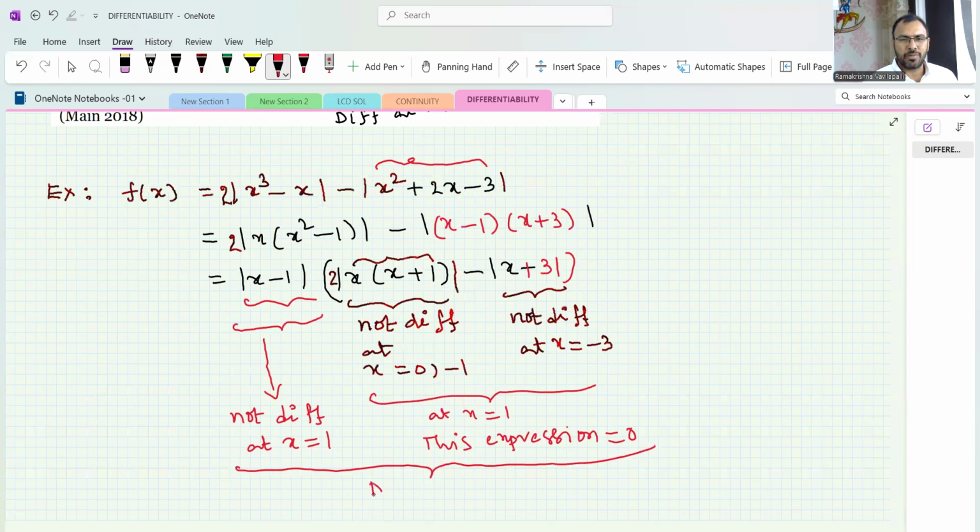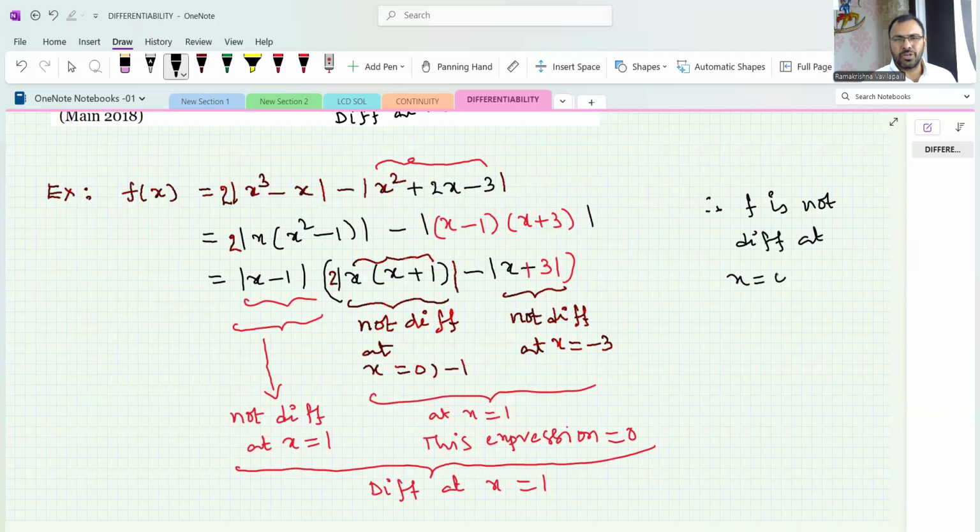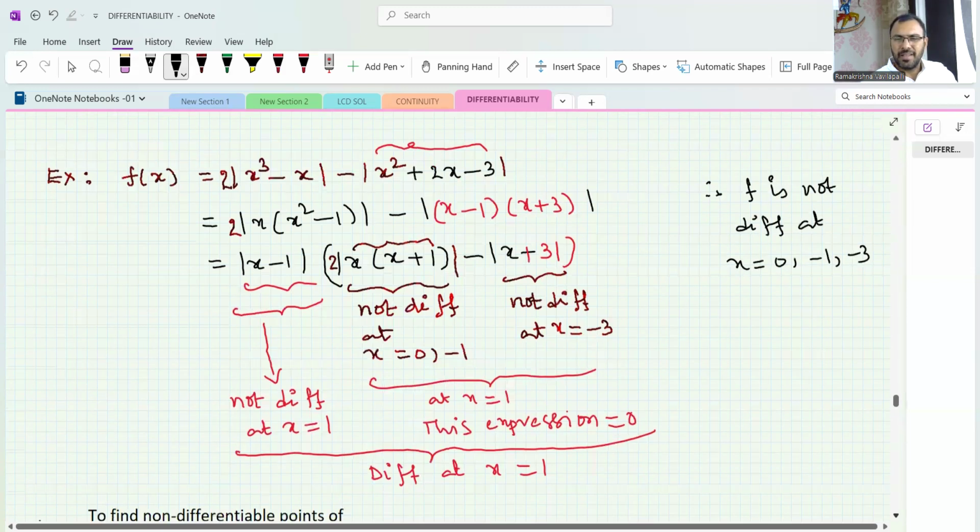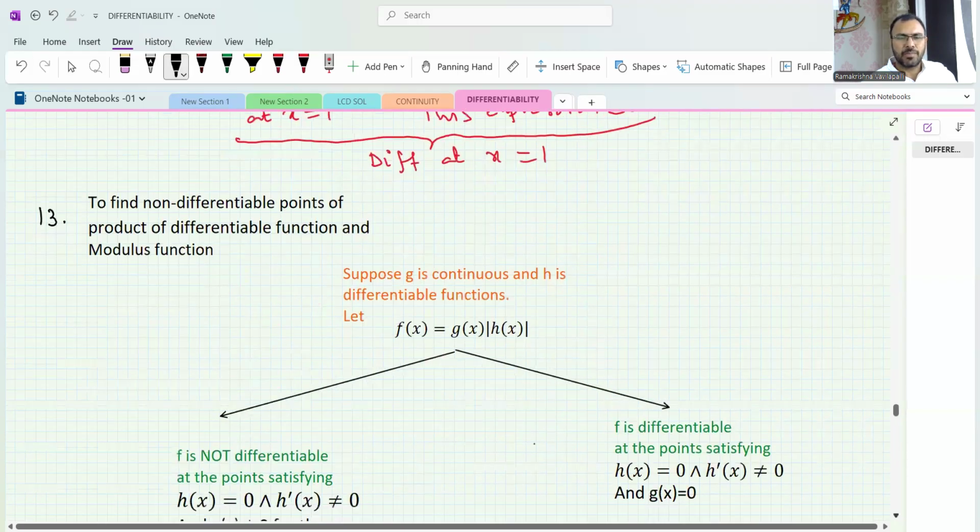Now the product is differentiable at x equal to 1. So there are not 4 points. There are only 3 non-differentiable points. Therefore, f is not differentiable at x equal to 0, -1, -3. There are only 3 non-differentiable points, not 4. Well, I'm going to finish this part 2. There will be part 3 also. I cannot explain it in a single video.